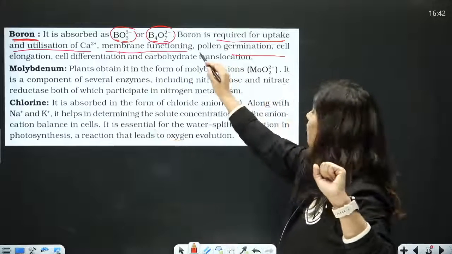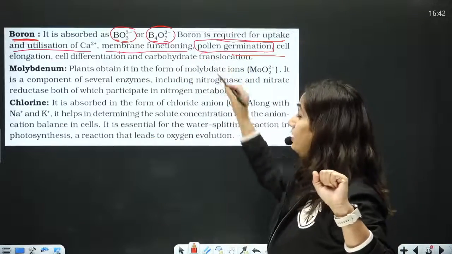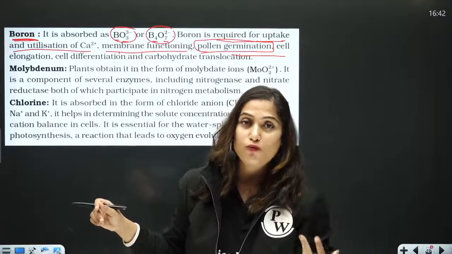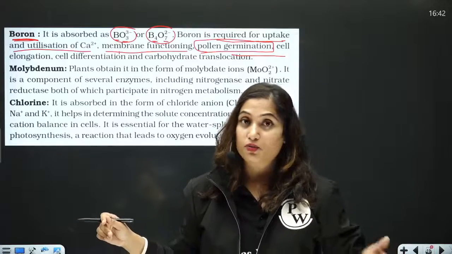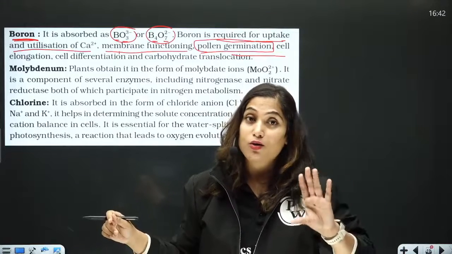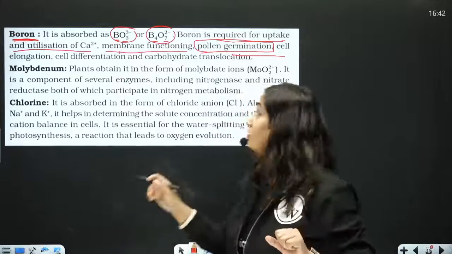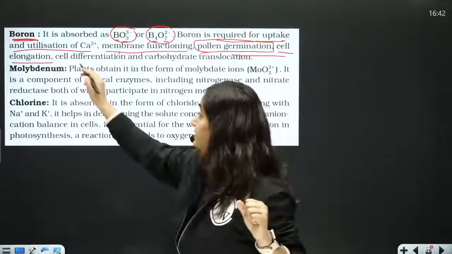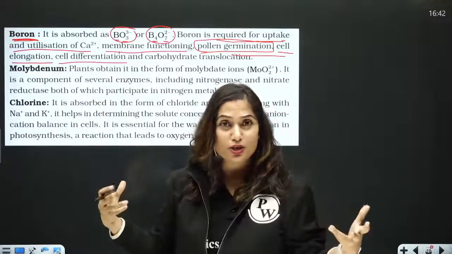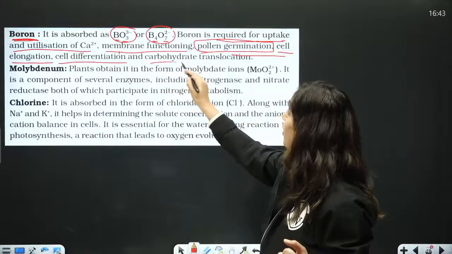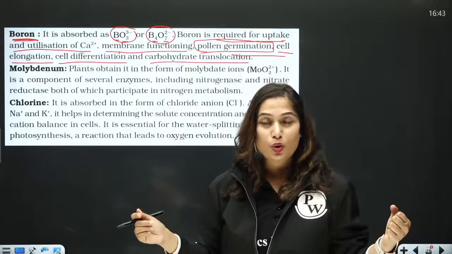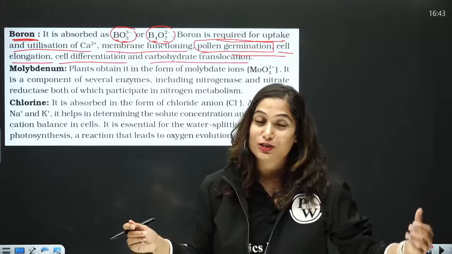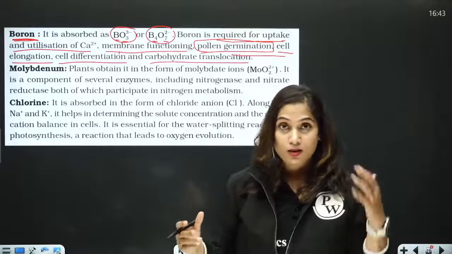Okay. Pollen germination, very, very important. When the pollen grain lands on the stigma, the pollen tube forms because of boron. If boron is not there, then the pollen will not germinate and will not form a pollen tube. Cell elongation. You know what cell elongation is, right? Cell differentiation, when a cell gets differentiated and performs a function. And carbohydrate translocation. You know that sucrose gets translocated through phloem and that is helped by boron. So very important examples. Okay, learn with me.